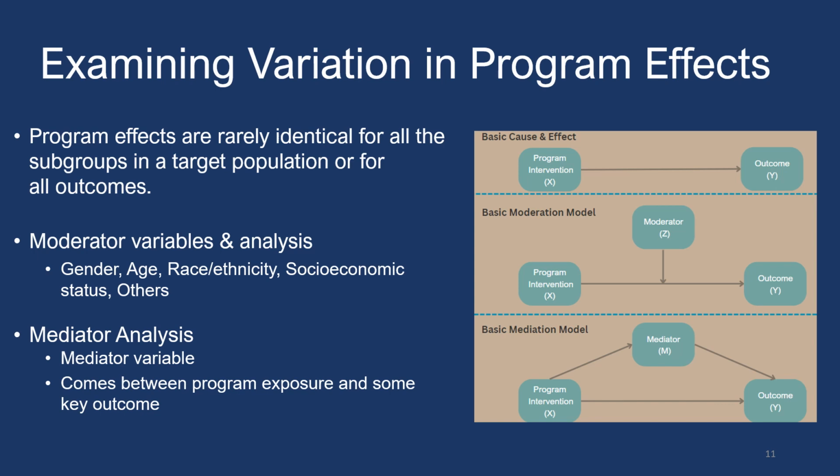These variables are used in moderator analysis to identify the variations, and common ones include sex, gender, age, race and ethnicity, and socioeconomic status. This type of analysis can assist stakeholders in identifying useful information, such as who the program benefits most. Best practice is to identify these various groups prior to the start of the impact assessment so that they can be accounted for and not introduce selection bias.